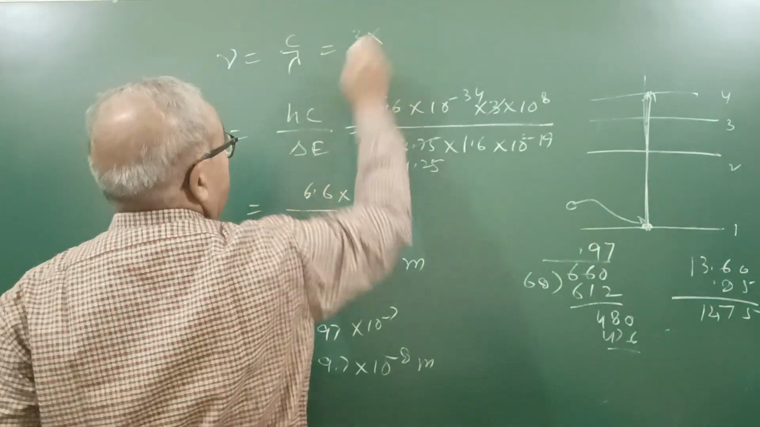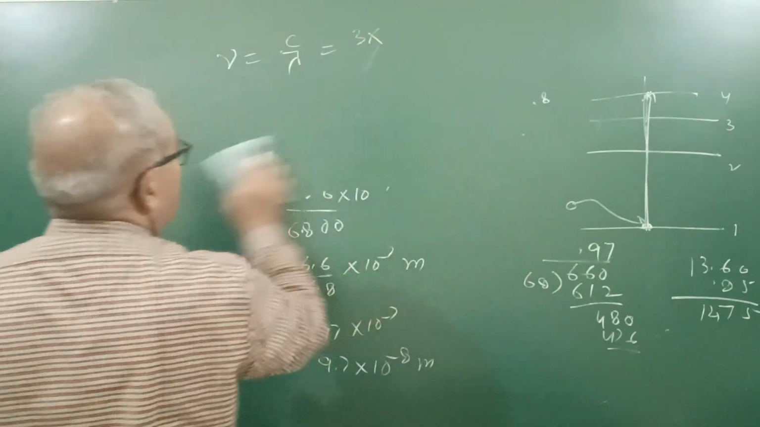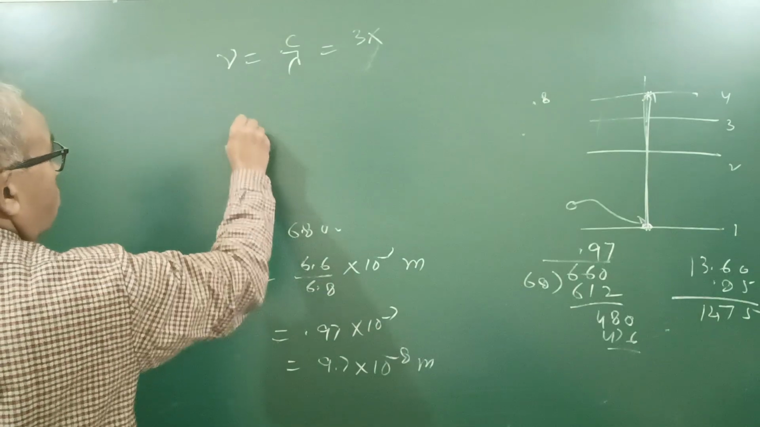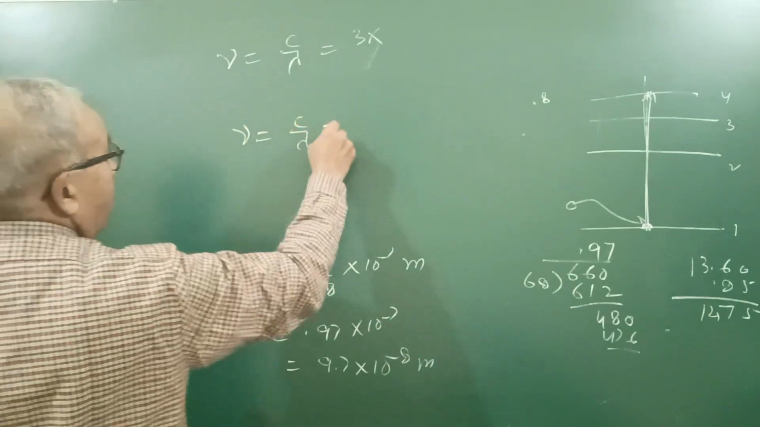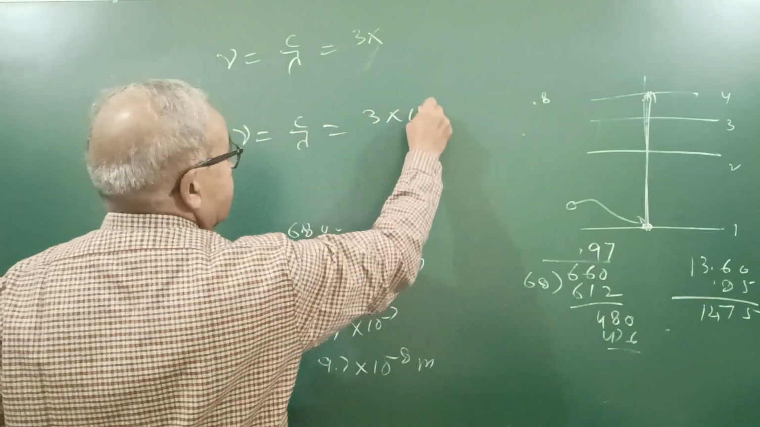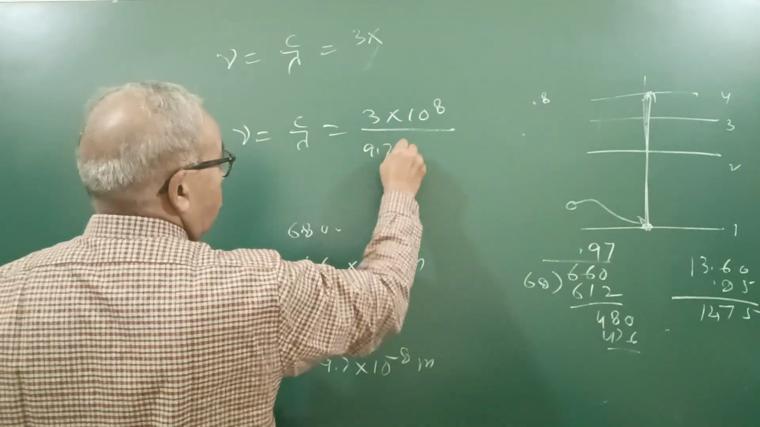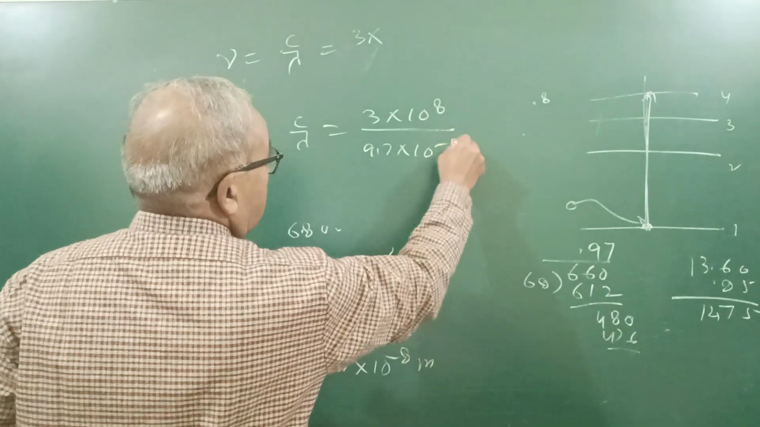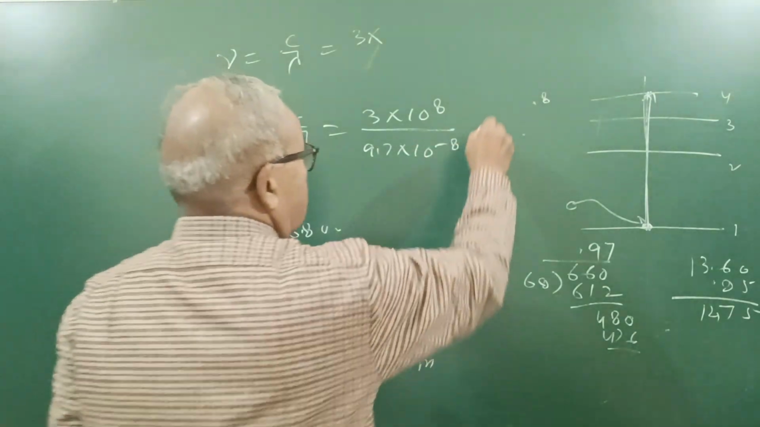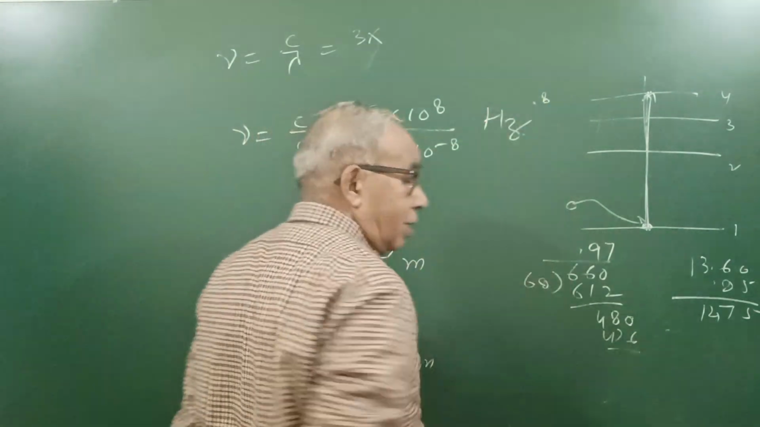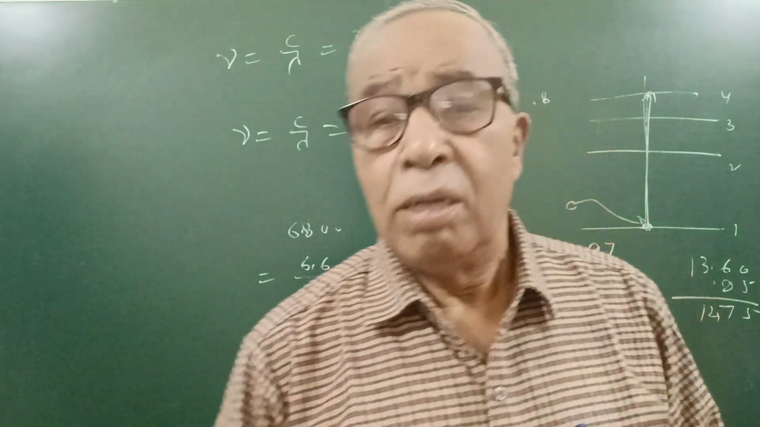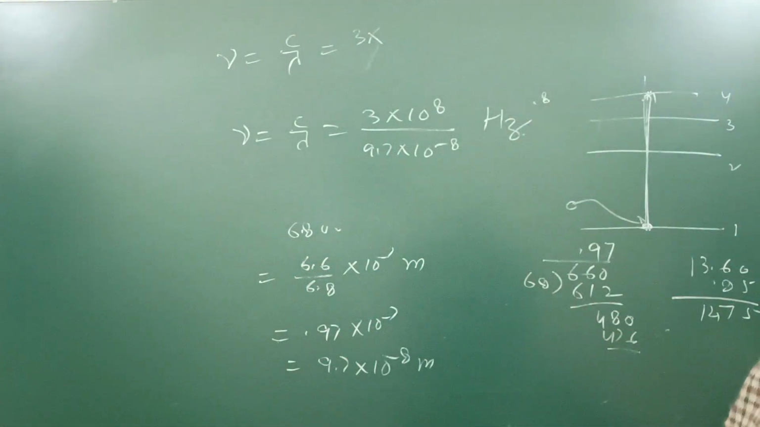Now frequency nu is equal to c upon lambda, c 3 into 10 to the power 8, nu is equal to c upon lambda, 3 into 10 to the power 8 upon 9.7 10 to the power, itne hertz. You can solve it and get the answer verified.